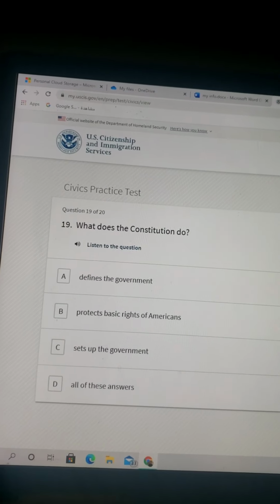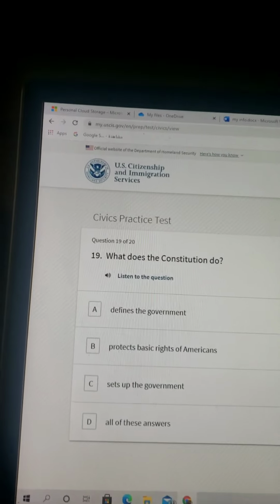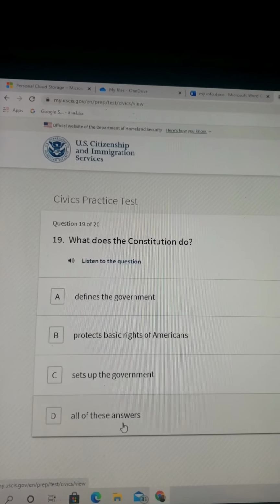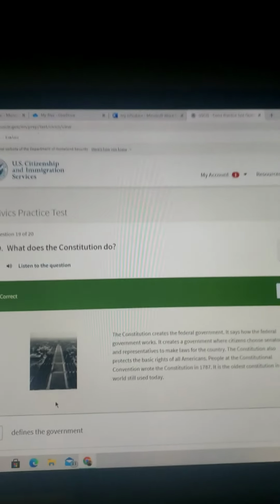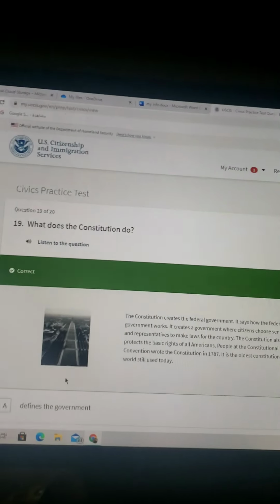What does the Constitution do? Basically, it's everything, I guess. Yeah, all of the above. You know, technically, when you see all of the above, you hit all of the above because that's what it is. So let's read here.